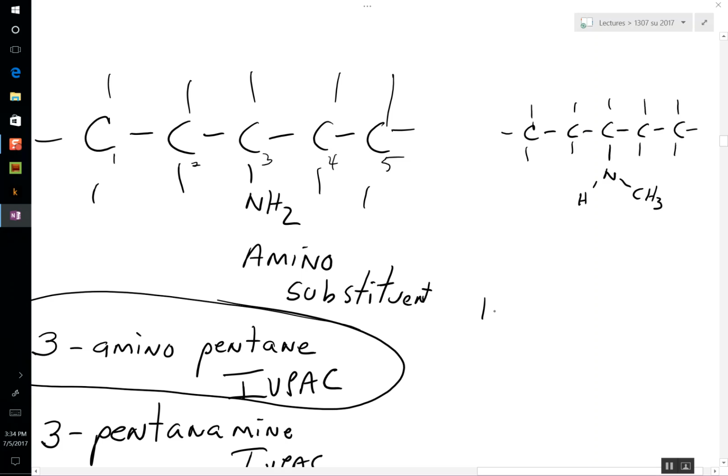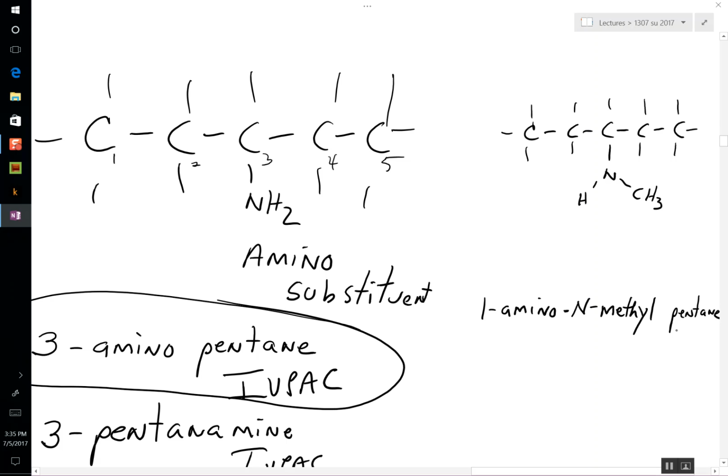So this is still 1-amino pentane. But what will we also include now? And how do we say where that is? N-methyl. All right, so you can use this way of naming things for a secondary or a tertiary. You could have 2 methyl groups on there. That would be N,N-dimethyl.